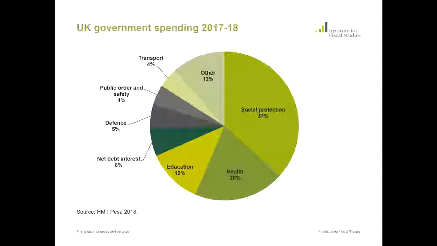So starting off with the purpose of indirect taxes. The first graph I'm showing you here is a breakdown of UK government spending for 2017-18. And obviously we care about taxes here because taxes facilitate the government providing these public services that we care about. So social protection, health, education and so on. People want these things to be provided by government, and without taxation that can't be done.